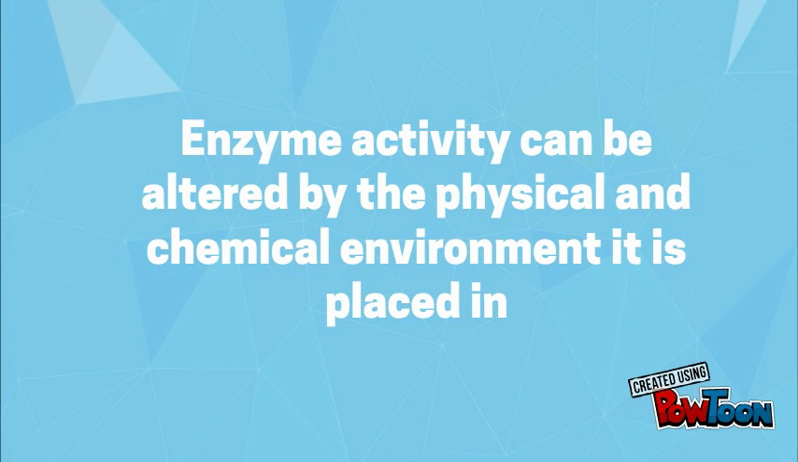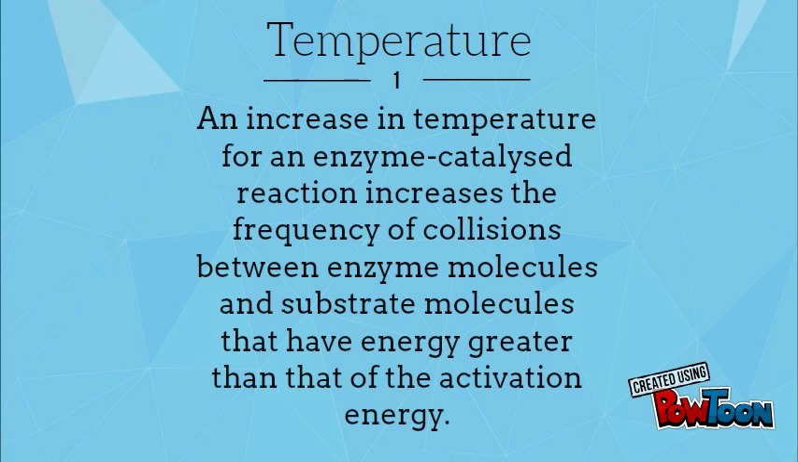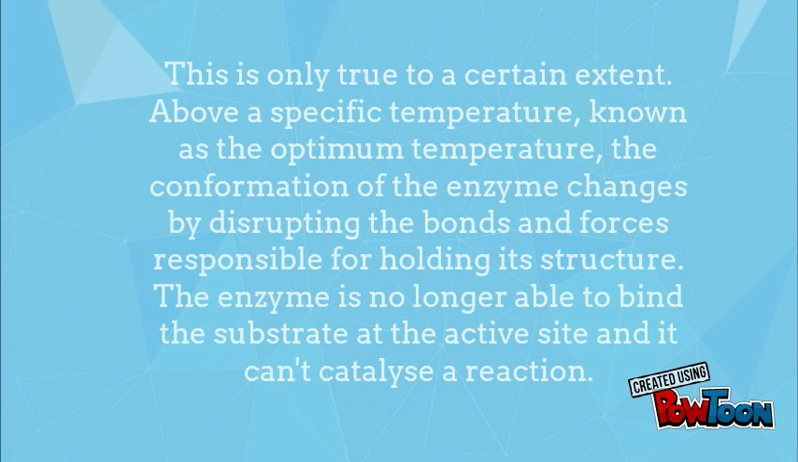Enzyme activity can be altered by the physical and chemical environment it is placed in, such as temperature, pH, and heavy metal ions. Similarly to what we learned in Topic 6, an increase in temperature increases the rate of the reaction. It does this by increasing the frequency of collisions between enzyme molecules and substrate molecules that have energy greater than that of the activation energy. This, however, is only true to a certain extent.